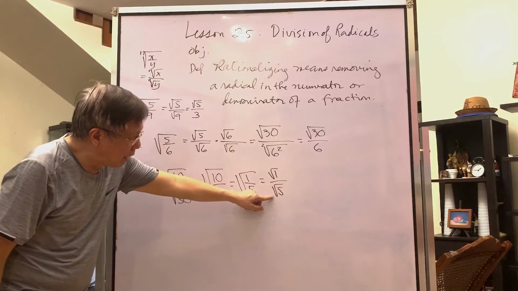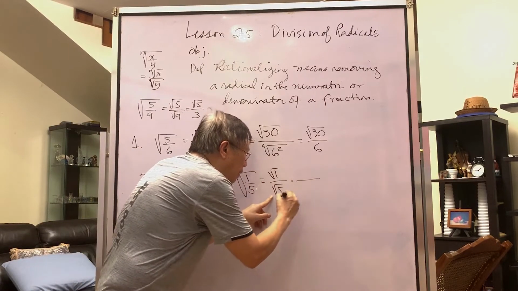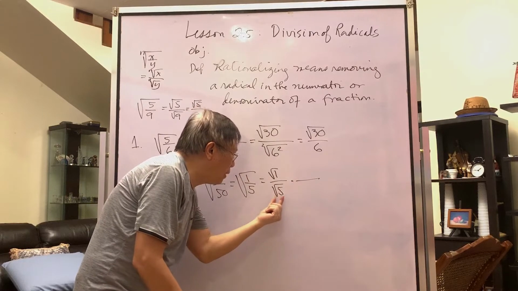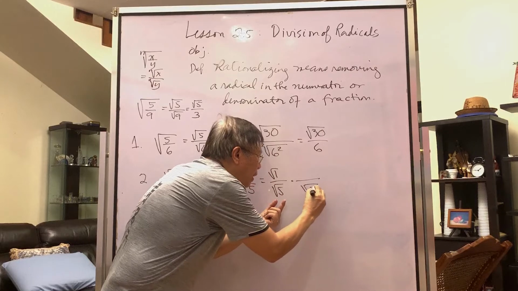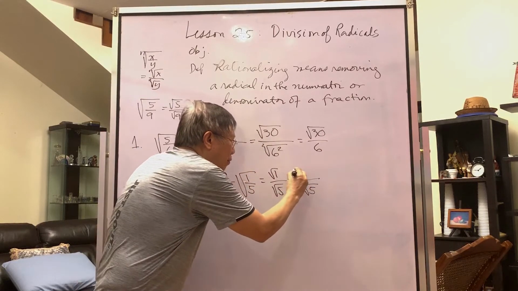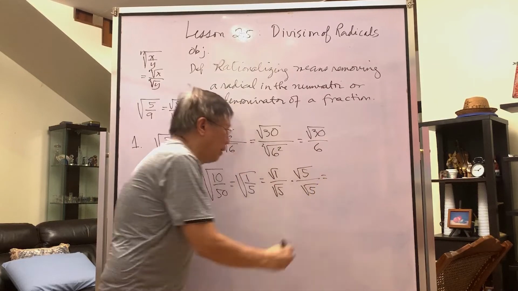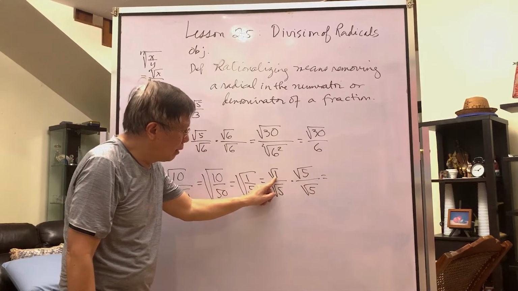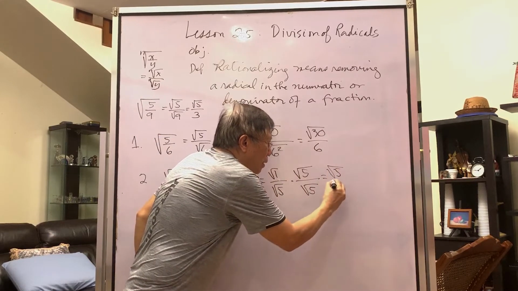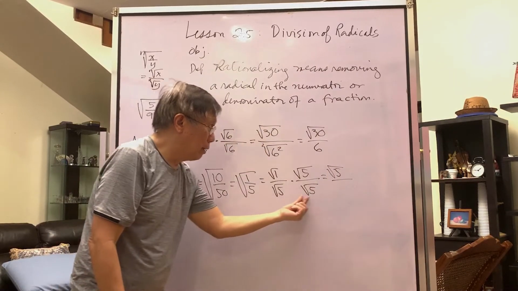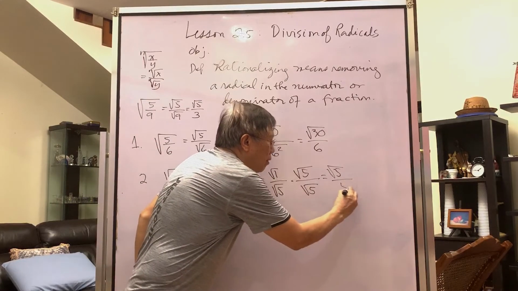It remains for us to rationalize this denominator by again multiplying by a factor that makes this a perfect square. And the best candidate is itself. If you do that on the denominator, you have to do it on the numerator. And square root of 1 is 1 times square root of 5 is square root of 5. Again, square root of 5 times square root of 5 is square root of 5 squared, which is equal to 5.